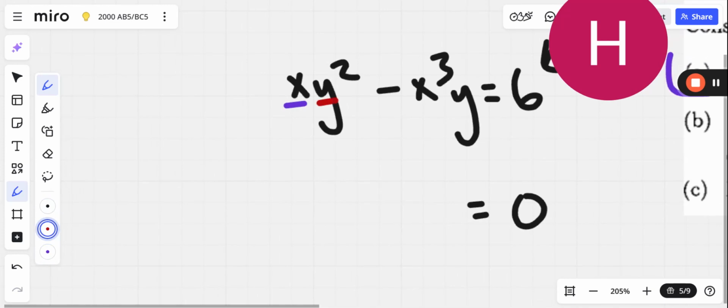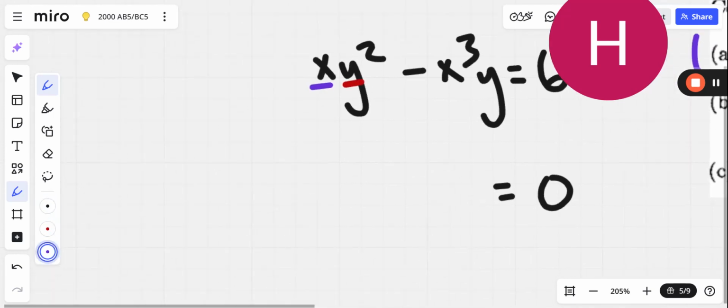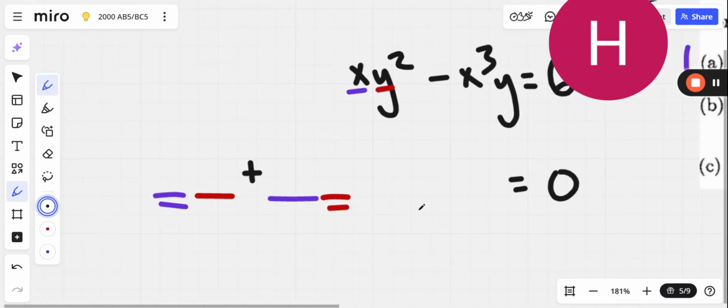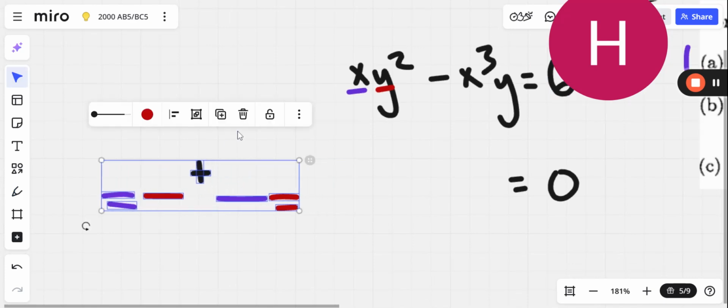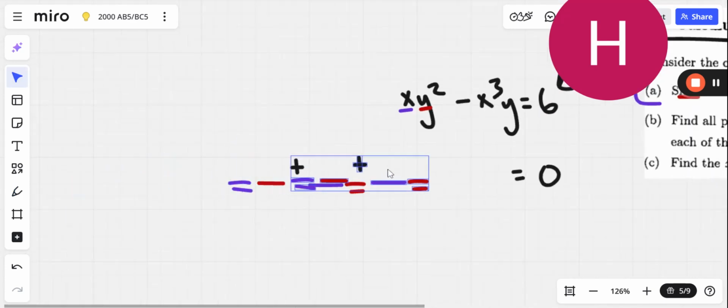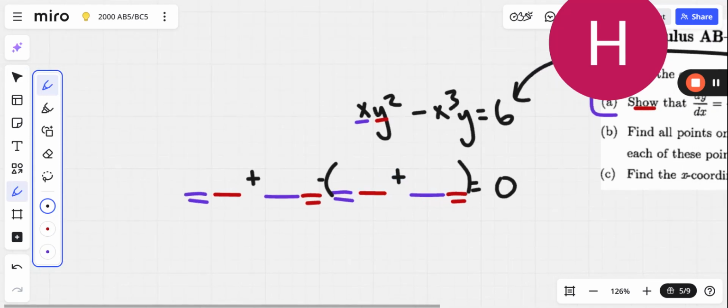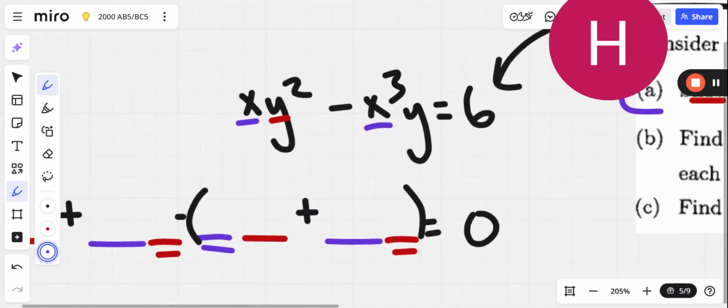So we have x times y squared, the derivative of which is going to be the derivative of the first thing times the second thing, plus the first thing by itself times the derivative of the second thing. And we have that twice. We have two product rules. So we're going to be doing that twice. We're going to put a minus because this is also a product: x cubed times y.